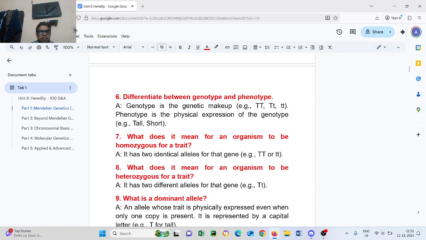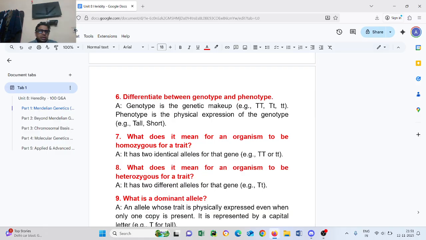Now question number 7. What does it mean for an organism to be homozygous for a trait? It has two identical alleles for that gene. Example, capital TT or small tt.